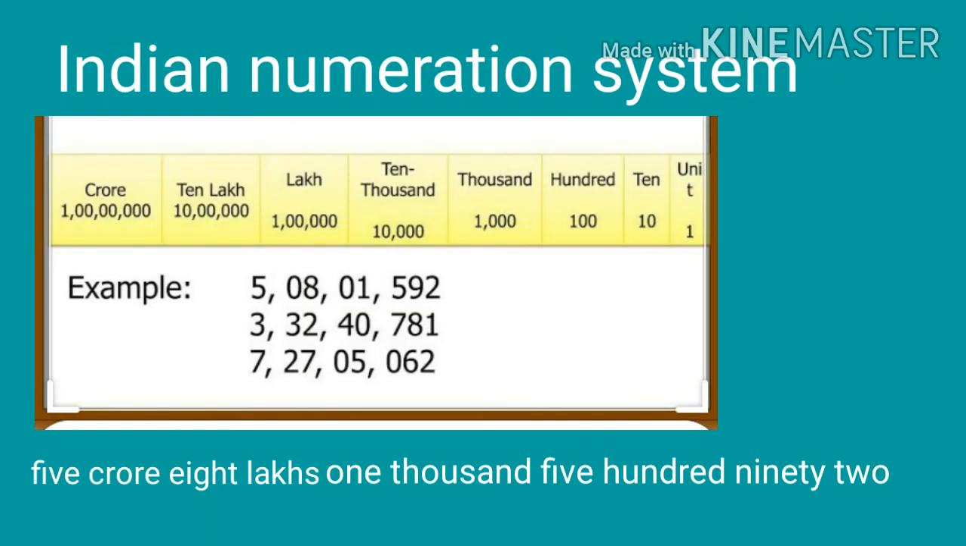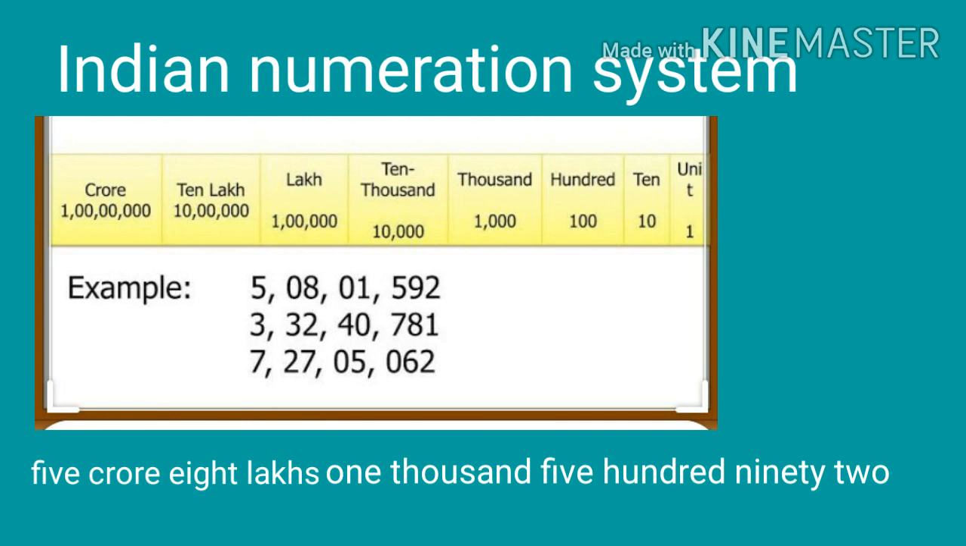Now see the next, which is the Indian numeration system. It is a table of the Indian numeration system. See the place values at the top: unit place, tens place, 100, 1000, 10,000, lakh, 10 lakh and crore. This way we can write down the Indian numeration system. See the first example. First of all, just notice the commas.